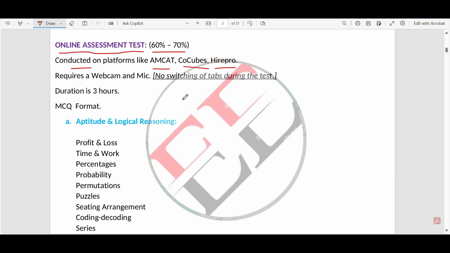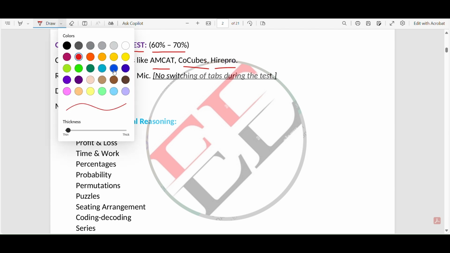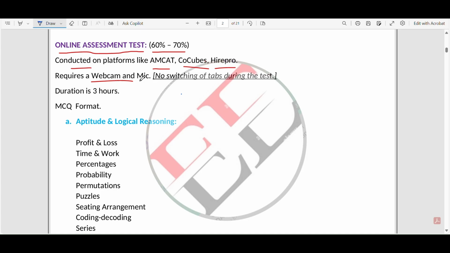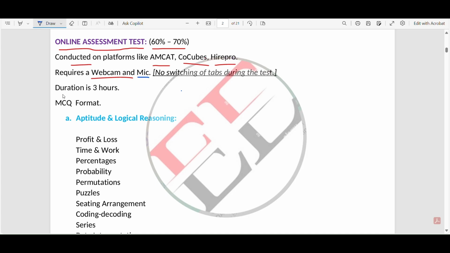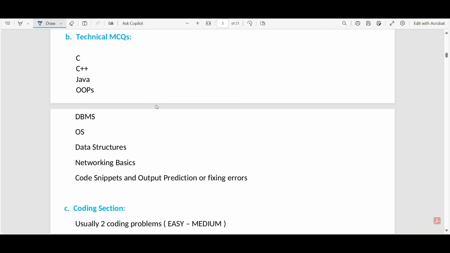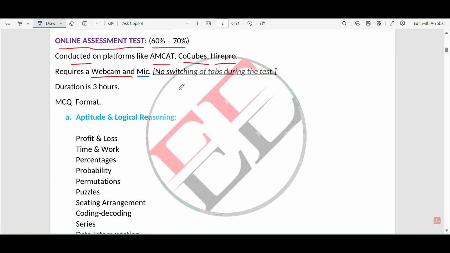But you need the webcam and mic. That will be 100%. You need a webcam and a mic for attending this test. The webcam should be on throughout the test; it is compulsory. Next we'll be having the mic. This mic is used only for verbal, where they will look at your communication skills.